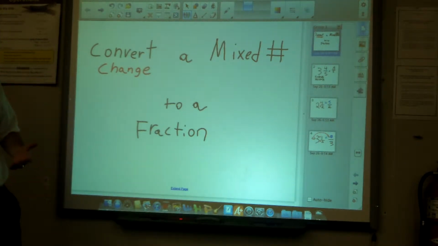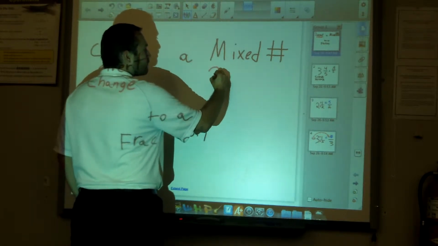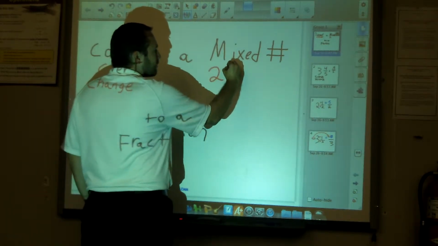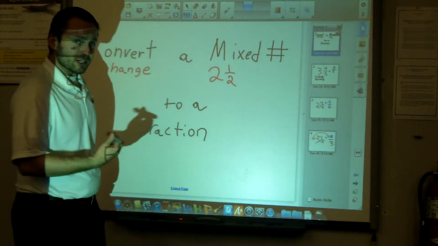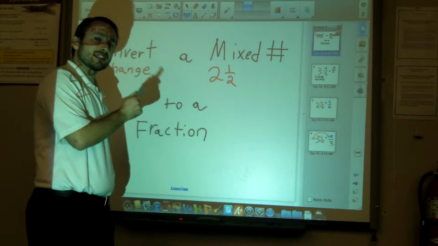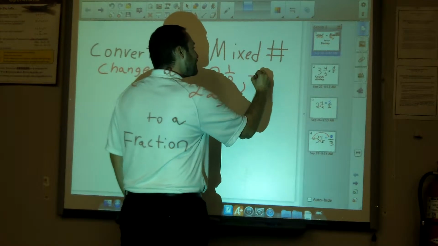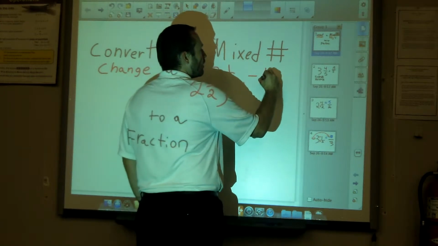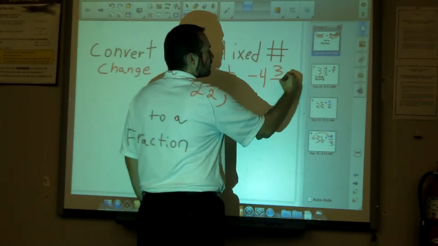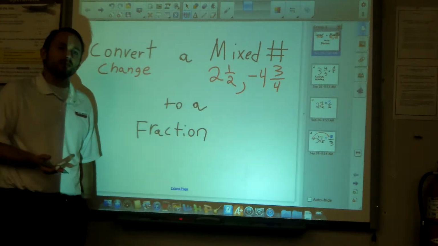Now a mixed number is a number that has a whole number. So let's pick a whole number, like 2, and a fraction, let's say 1/2, and they're together. So 2 1/2 is a mixed number. Another example, because every time we write examples down, we want to put more than one. That mixed number could be negative. So let's write negative, and let's pick another number, like 4, and 3/4. So negative 4 3/4 is an example of a mixed number.